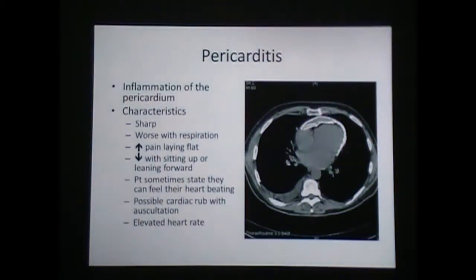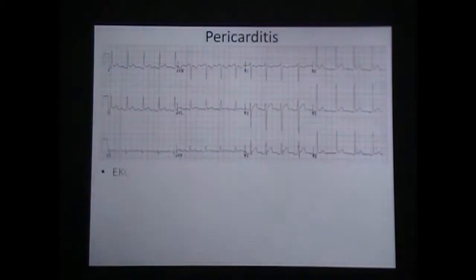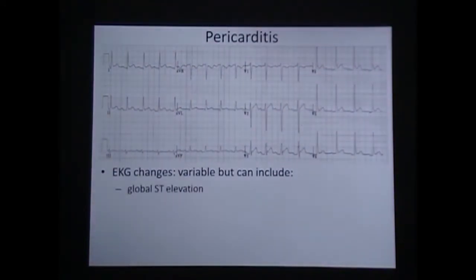So this is where doing an H&P in the back is going to help you dial in that this might not be ACS and this could be something else. They can sometimes state that they can feel their heart beating. You can get rubs. Typically it's more significant of pericarditis when you get rubs. And they'll have that elevated heart rate just because everything's irritated and their heart's beating faster. In pericarditis, all the changes can be variable. Okay, there's not a real clear-cut picture, but you can have global ST elevation.